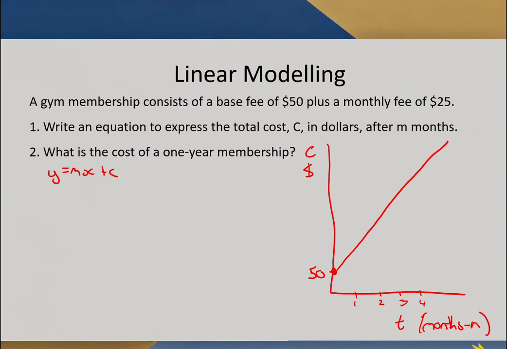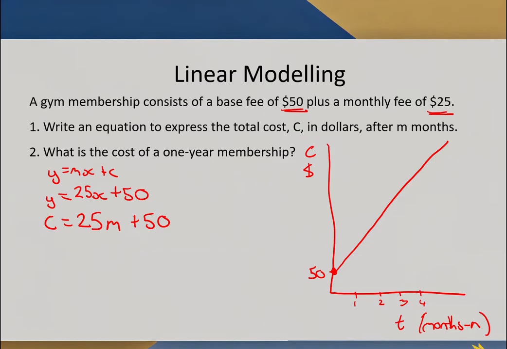So let's have a look. My gradient here says $25 fee a month, so I've got 25x, plus the $50 base fee, plus 50. Now I can put everything else in, so I know y is talking about cost and x is talking about months, so time. So now I've got c equals 25m plus 50.